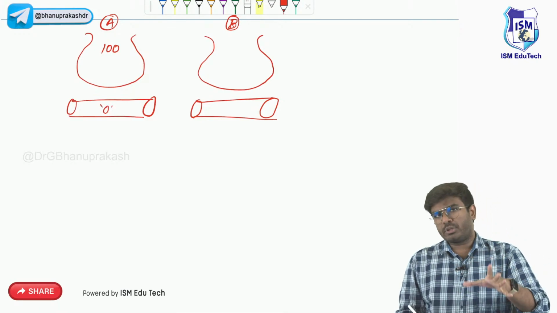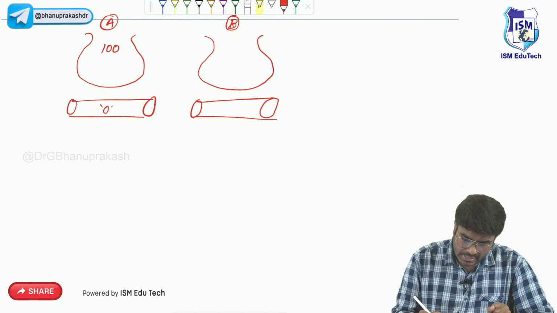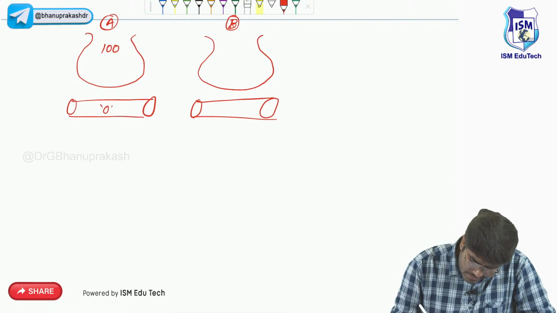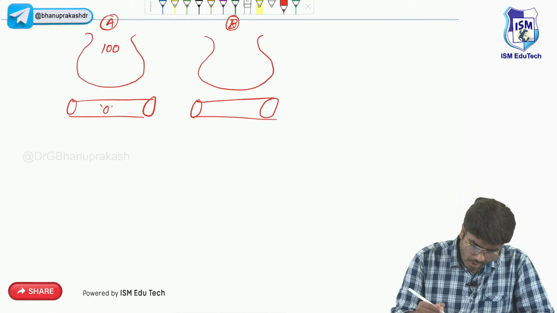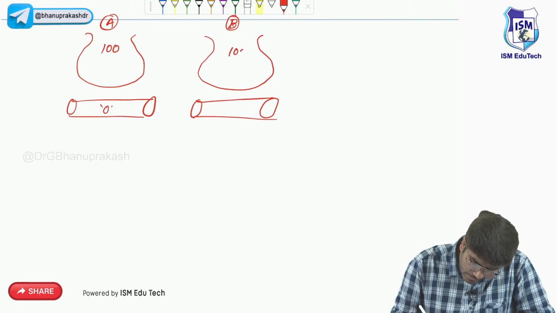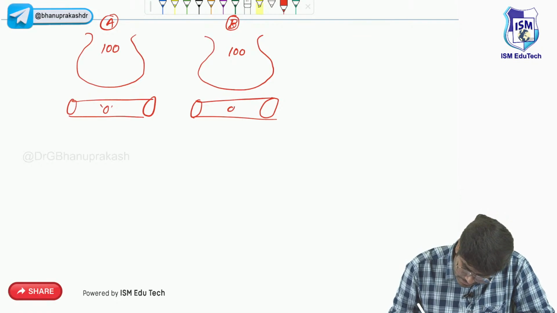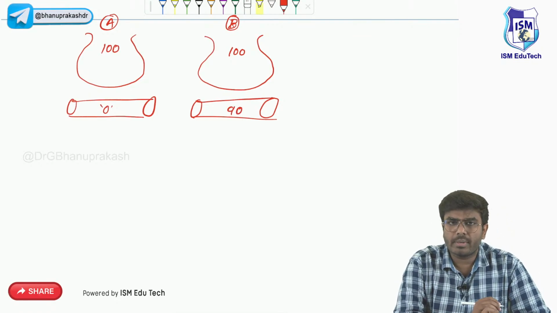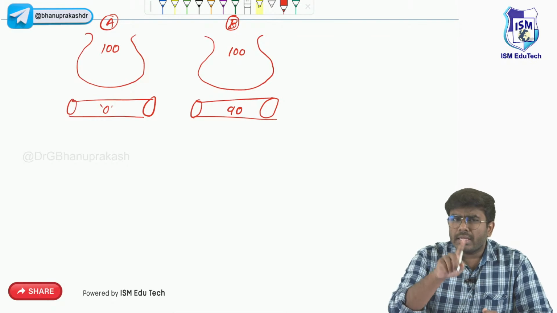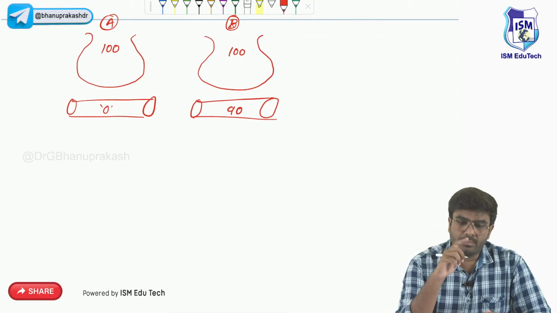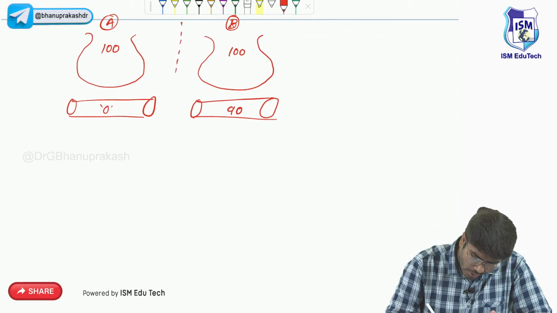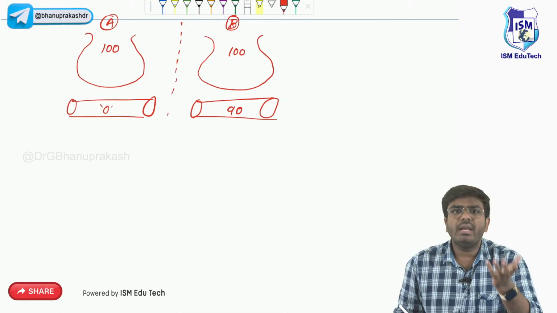This is a hypothetical condition. Let's just take something like this. In the second alveolus, the partial pressure of oxygen is again 100. In the pulmonary capillary, the partial pressure here is 90. Now tell me, in both the conditions, will diffusion happen or not? Definitely diffusion will happen, sir.